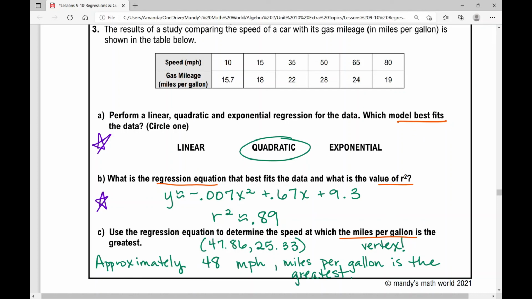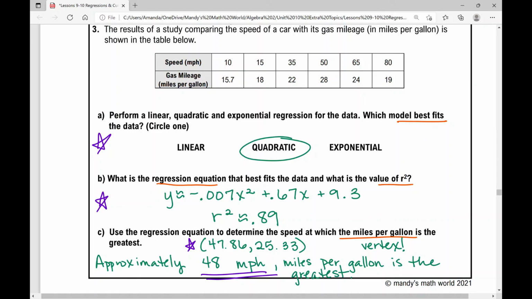Using this rounded equation up here, here's the decimal you would get for that vertex. On the video, I stored it into y1, and so we got a slightly different x value and y value for our vertex. We rounded it to 49 miles per hour, and that's fine, right? But I want to show you that if we use that rounded equation, we'll get something slightly different. So you just need to always make sure that you're following the directions, whatever it says. Approximately 48 miles per hour. If you wrote 49 miles per hour, that the miles per gallon is the greatest, that's fine too.